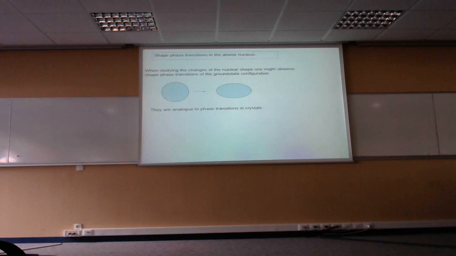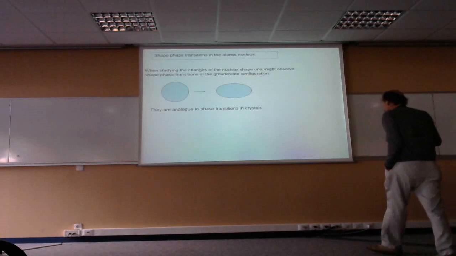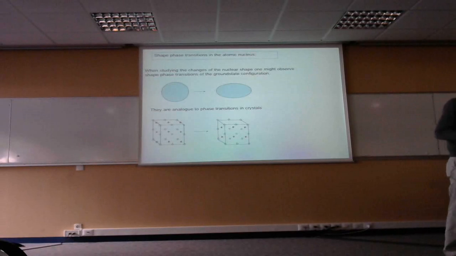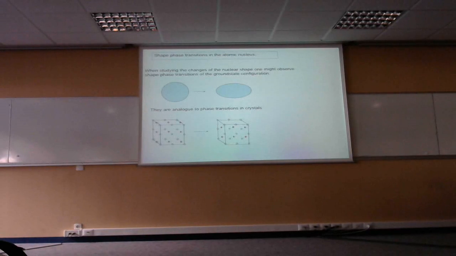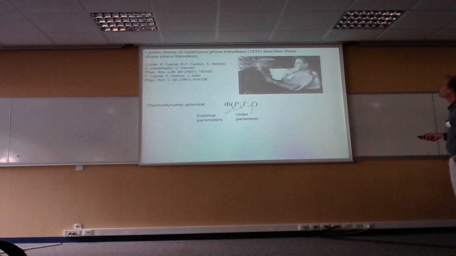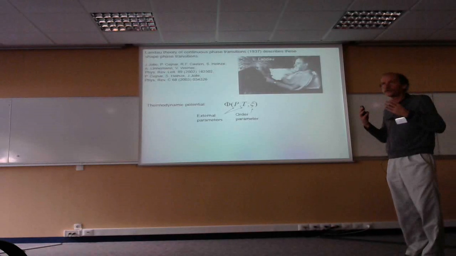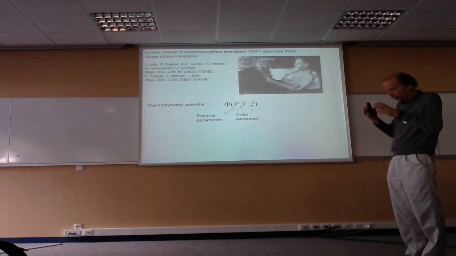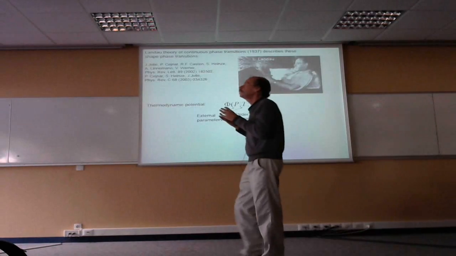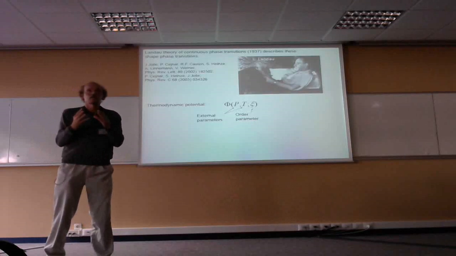We can compare that to phase transitions in crystals, in the sense that if you have a phase transition in a crystal, you change some external parameters, and then you go over from one particular crystal structure to another one. In solid state physics this happens as a function of pressure, temperature, or concentration of certain impurities. In atomic nuclei, this happens as a function of the number of valence nucleons. If you have a low number of valence nucleons, you generally have a spherical nucleus. If you increase the number of valence nucleons, you get a transition to a deformed nucleus.